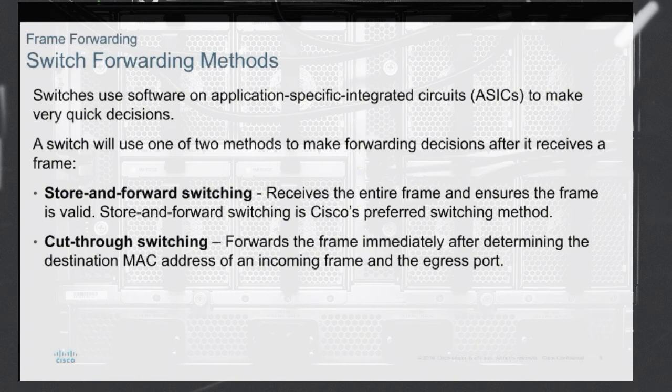As the name specifies, store and forward, what do you think it would do, right? It would first store all the details of the packet, the complete frame, and then forward. And in cut-through, it cuts the chase and just starts sending the frame as soon as it receives the destination MAC address. So store and forward switching receives the entire frame, yes, we just discussed that, and ensures that the frame is valid.